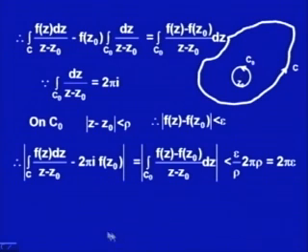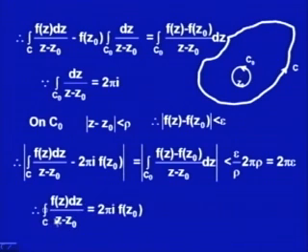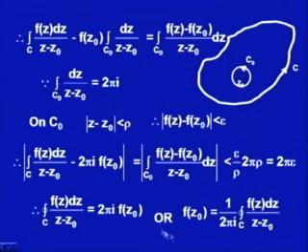Hence, by the definition of continuity, we get that the integral of f(z) upon z minus z naught along the contour C is nothing but 2 pi i f(z naught), where z naught is interior to the contour. So, we have established our Cauchy integral formula. In other words, we could write it as f(z naught) equals 1 upon 2 pi i times the integral, that is, rewriting it.